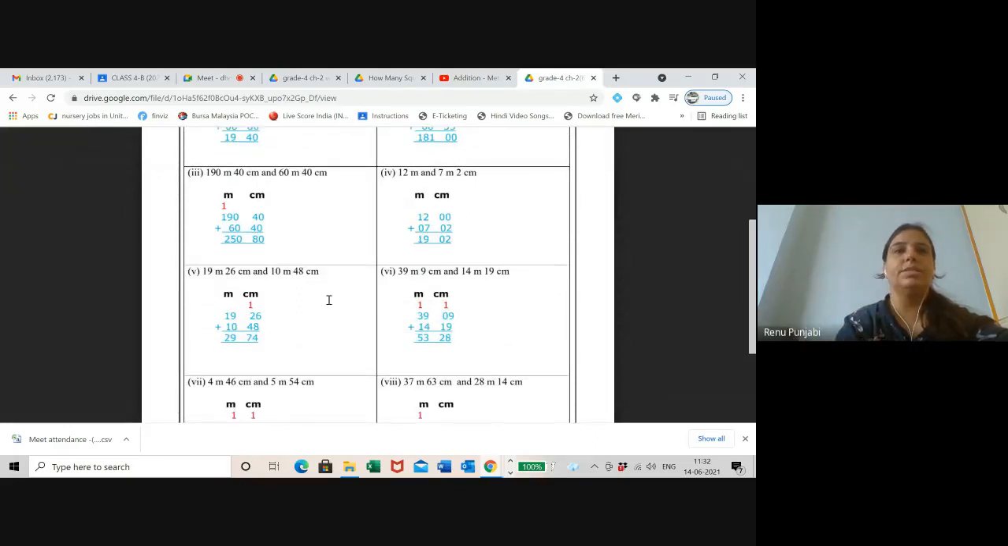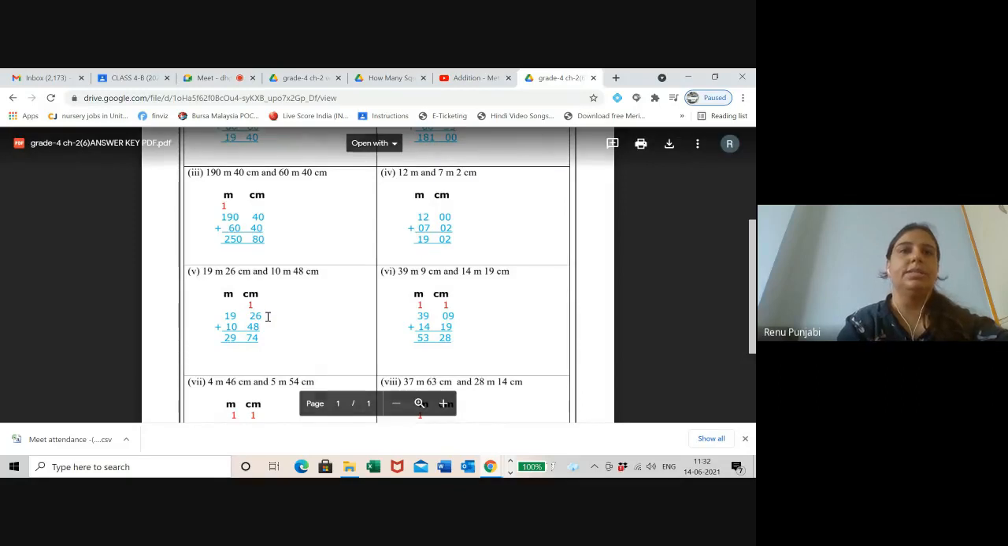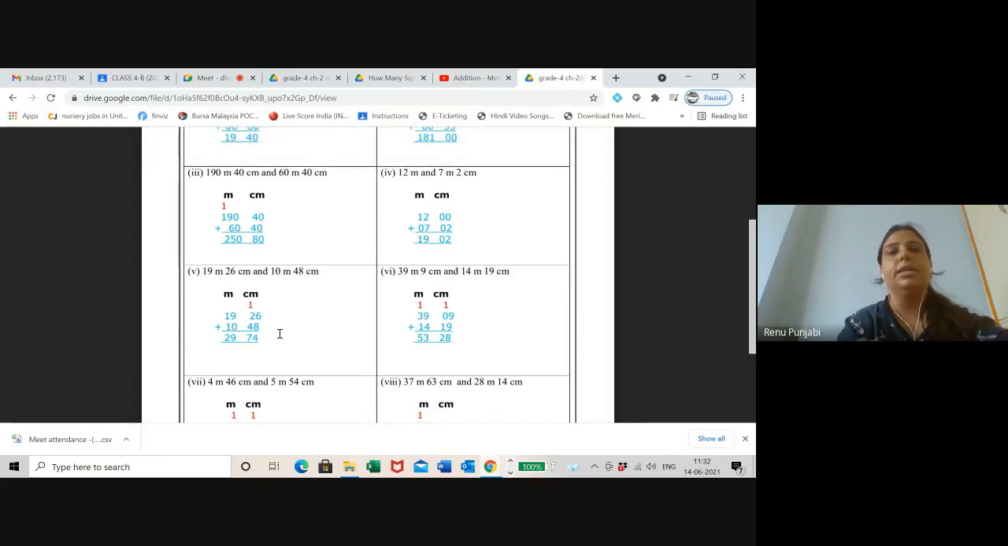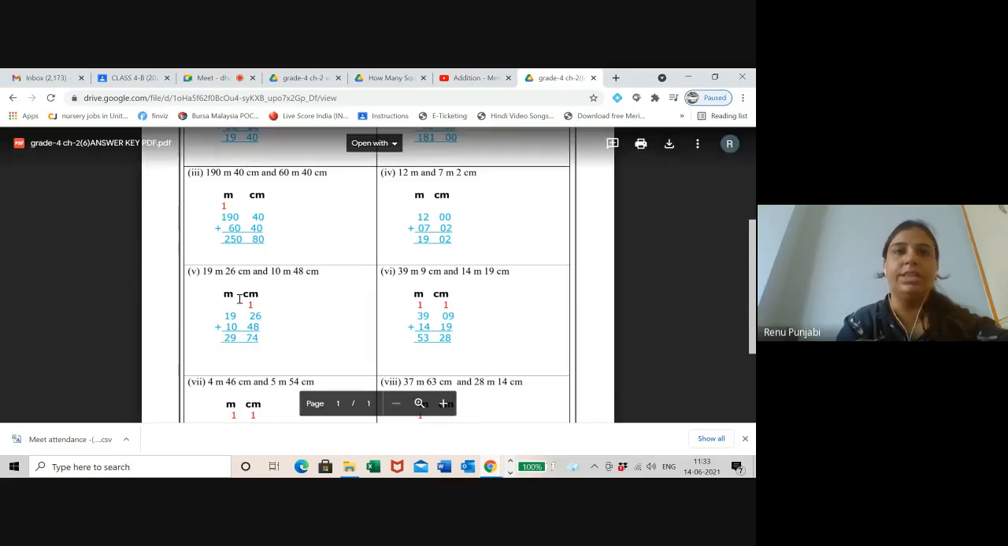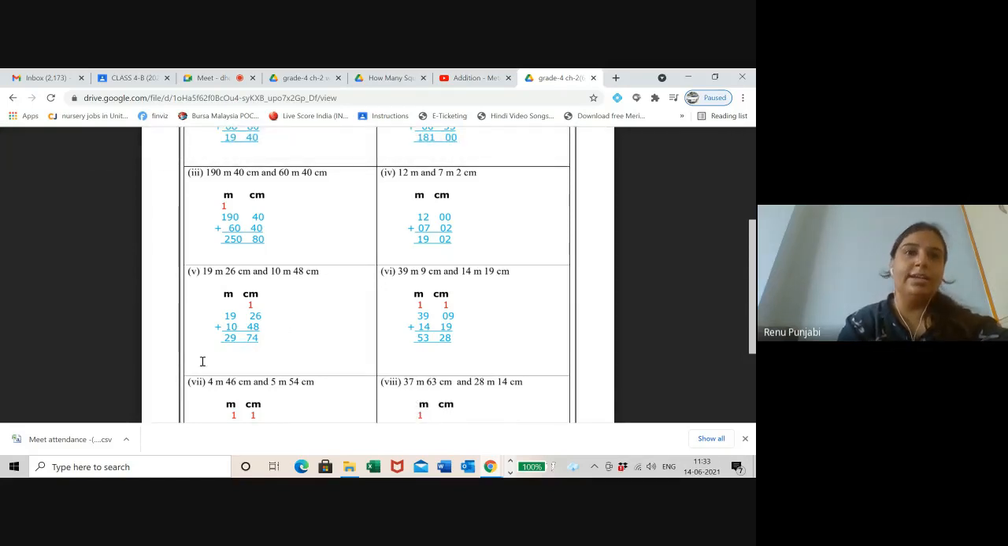You can see the sums: 19 meter 26 centimeter, 10 meter 48 centimeter, and arrange them. So the answer here will be 29 meter 74 centimeter. I have not written the final answer. Once you are done with the addition, at last, when I was showing you the video, you have seen they have given the answer separately, how many meters and how many centimeters. So here you also write the final answer, that is 29 meter 74 centimeter. In every question you write the final answer after getting the addition.